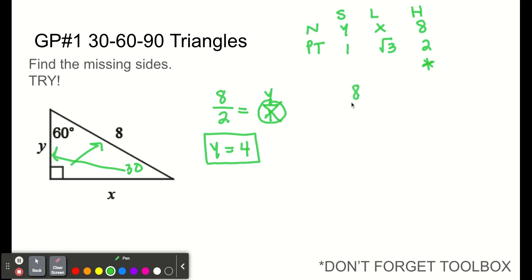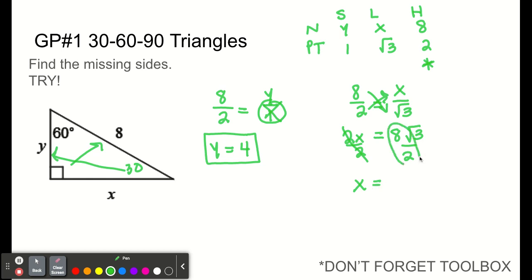Again, using 8 over 2 is equal to, for the long leg, x divided by the square root of 3. We cross multiply, we have 2 times x is equal to 8 radical 3. Divide both sides by 2. Simplify those outside values, and we get 4 radical 3. And this is solving given the hypotenuse.